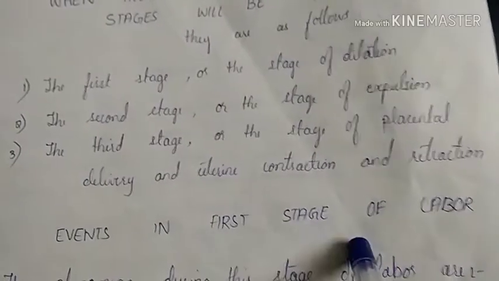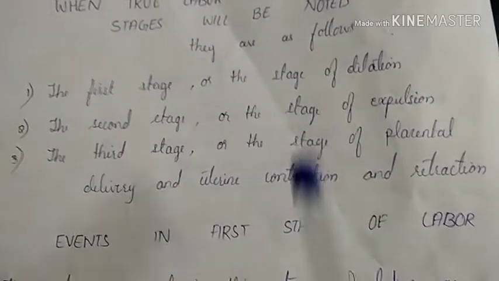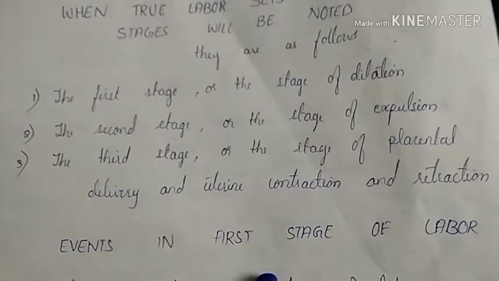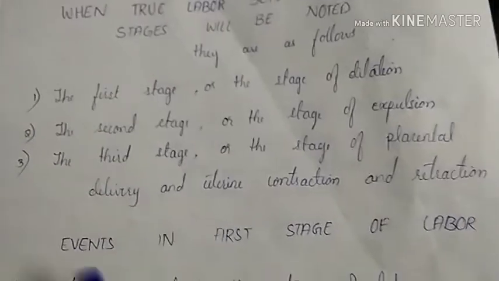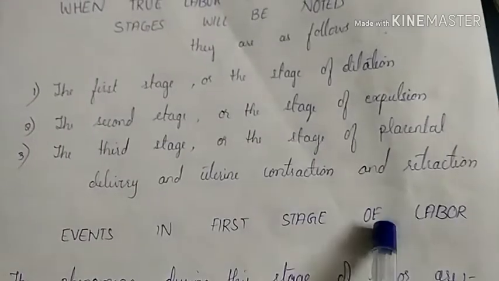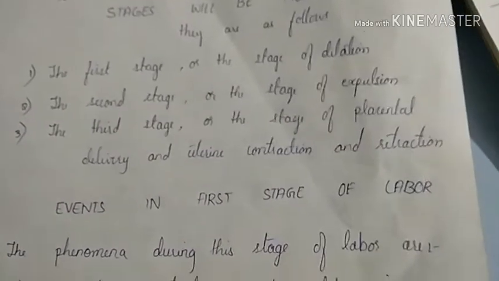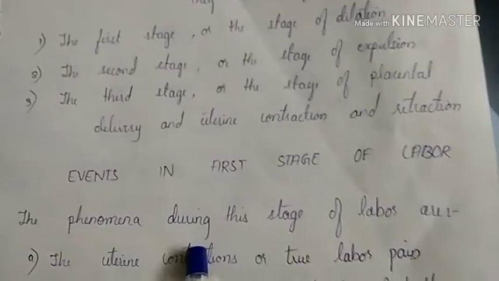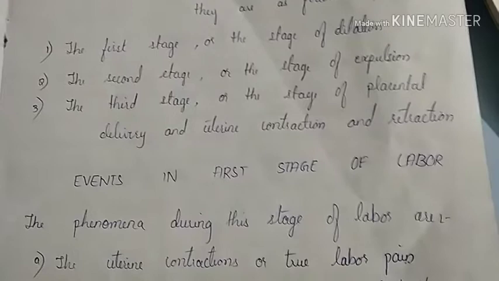Events taking place in the first stage of labor. This is concerned only with the preparation of the birth canal. It begins with the onset of true labor pain and is completed with full dilatation of the cervix, that is about 10 centimeters dilatation. The phenomena during this stage of labor are uterine contraction or true labor pain.